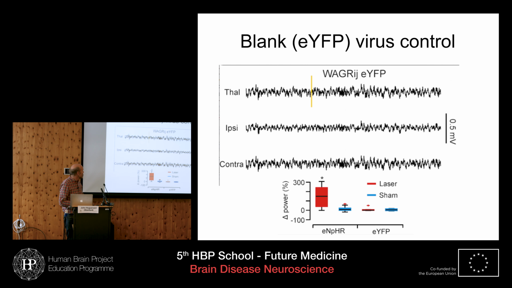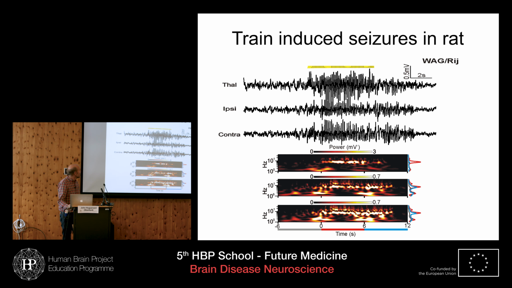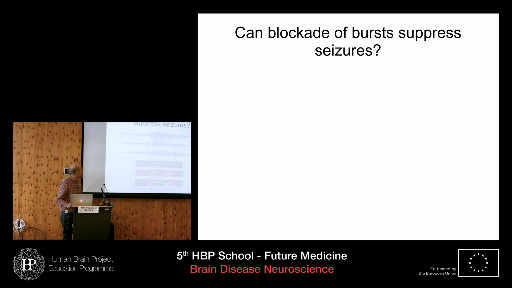There's a bunch of controls you can do for this. You can do light controls without virus. Here is a virus that just expresses a carrier fluorescent protein, so it's still a viral transfection to test for the potential neurotoxic effects. Light produces no effect in those cases. And as I said, we can do this in mouse and rats. So that was a simple proof of principle.